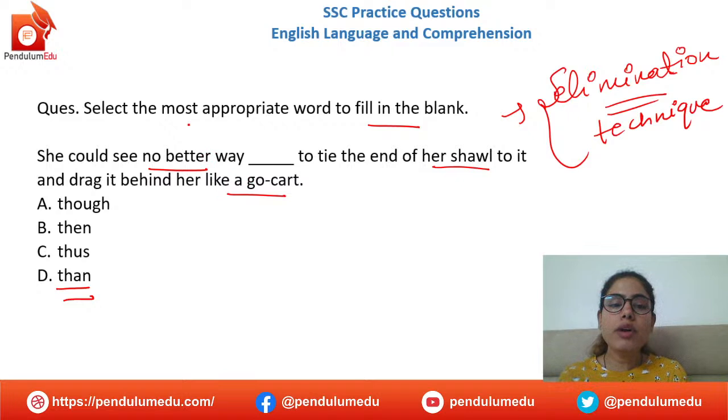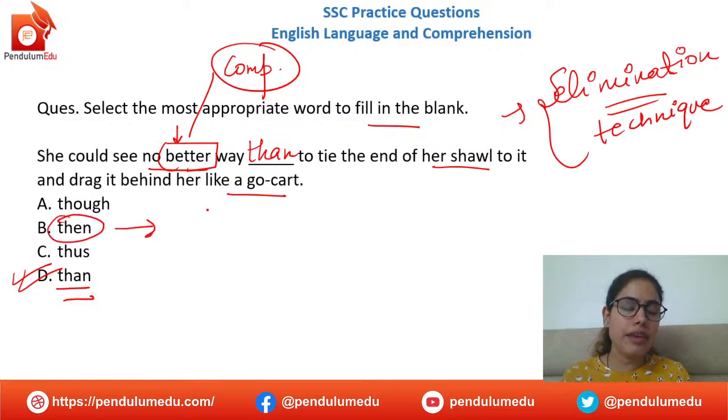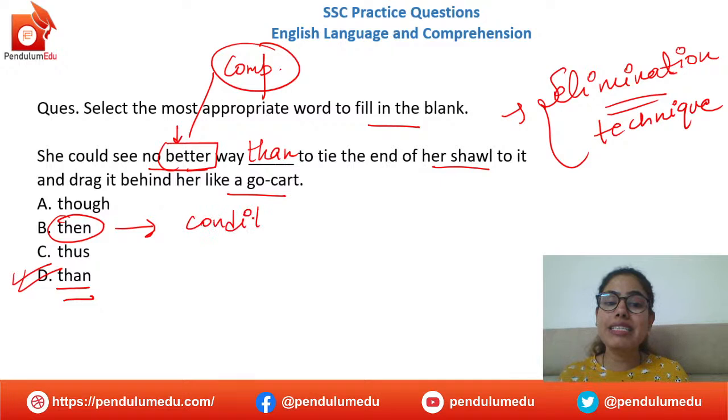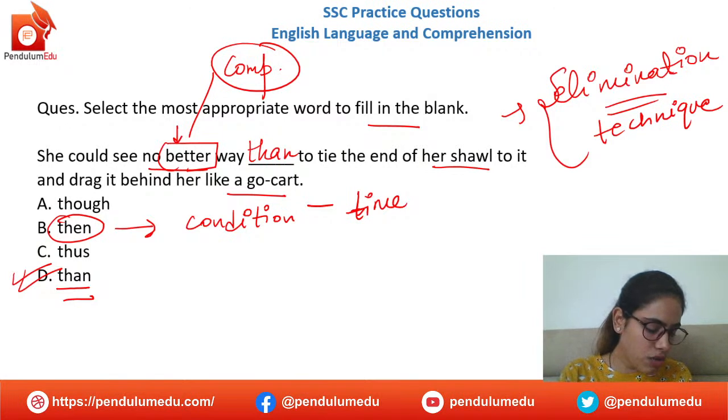The reason is that we're comparing. See, we have used a comparative degree, better. This is a comparative degree. The sentence is trying to say कि उसके पास इससे बेहतर option नहीं था. Now, when you are trying to compare a situation with the previous one, it's very obvious. For comparison, we use THAN. Now, the confusion that comes up is with THEN. This is used for condition pertaining to time. Condition with respect to time, that is when we use THEN. Yes, so D is right. D is absolutely correct.